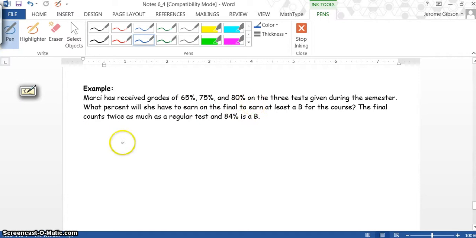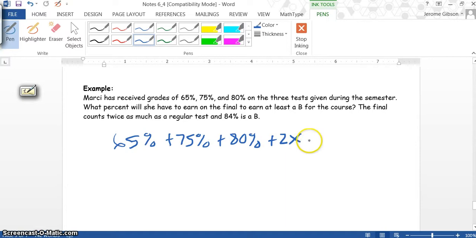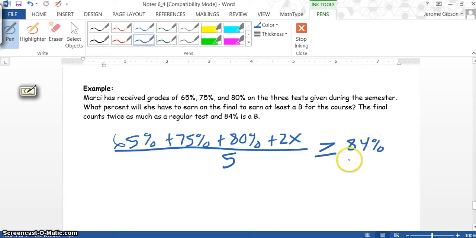We would take these percentages, which is 65%, we would add 75%, add 80%, and then the final is worth 2 test grades, which we don't know, so it'll be 2x. And before we add them up, we have to divide it by 5. And we need that to be greater than or equal to the 84%.